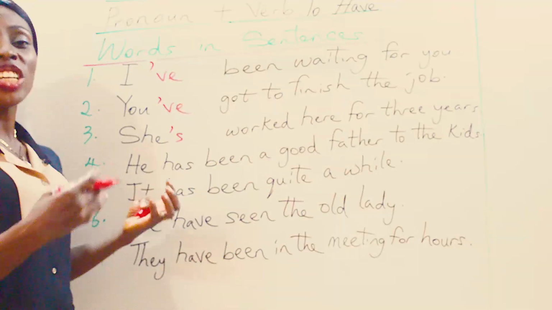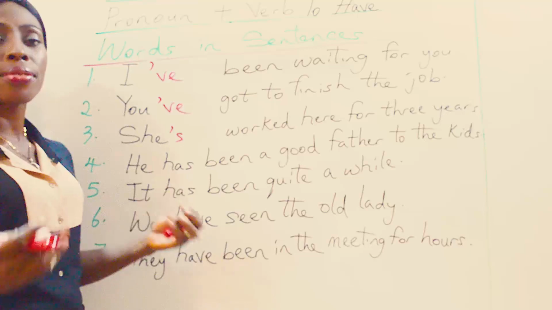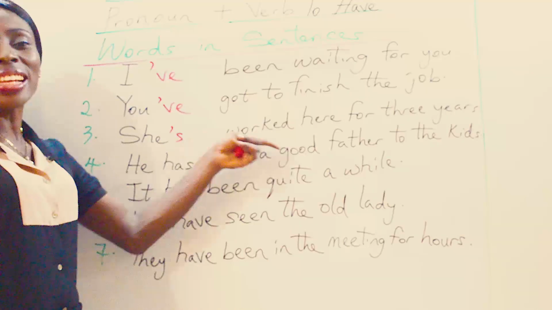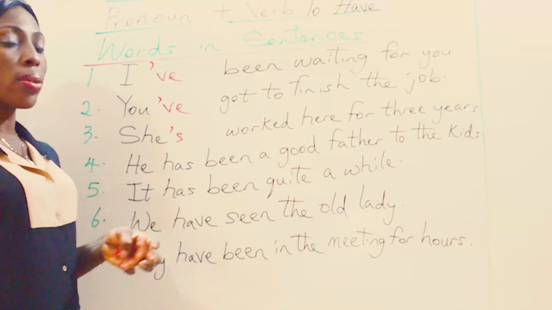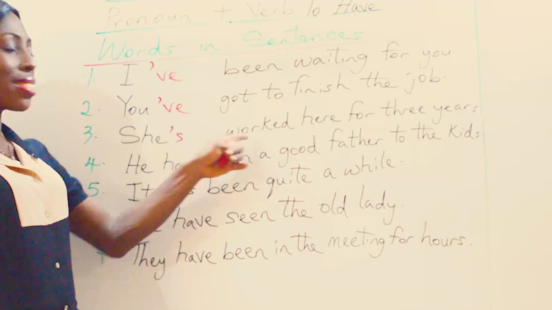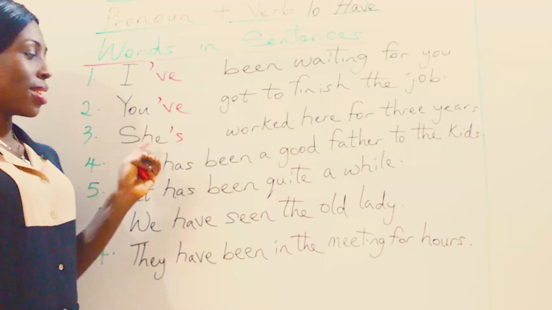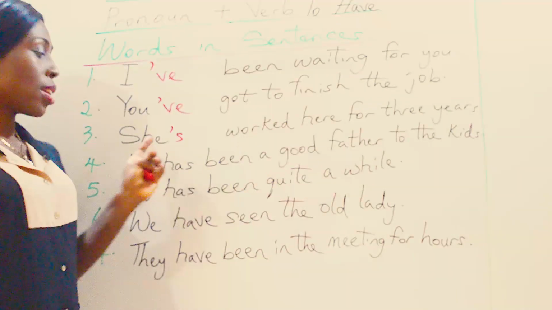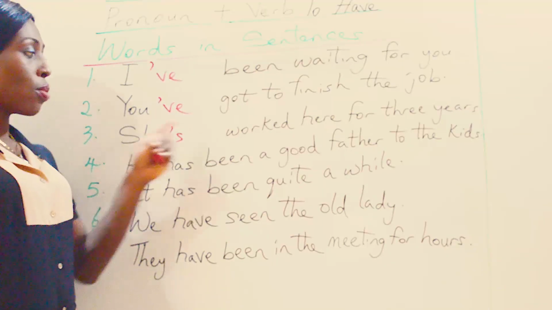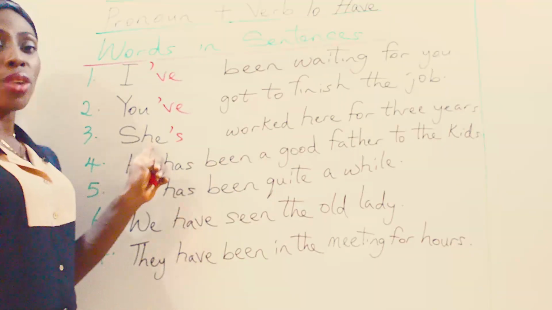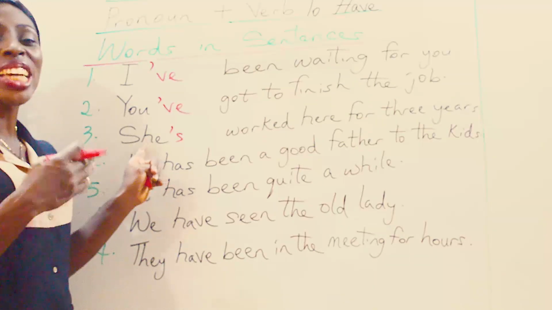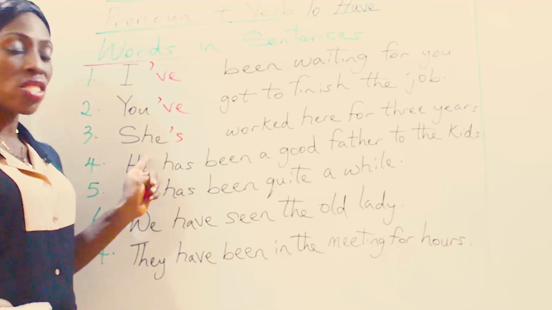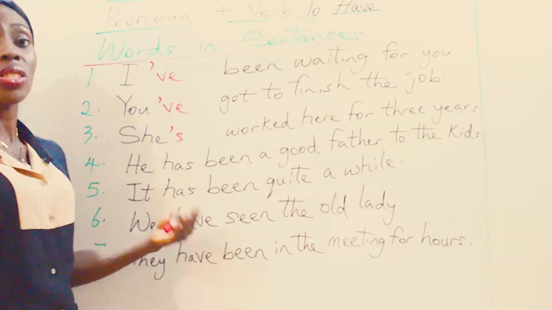And like I said, she is and she has have the same contracted form, she's. The only way you would know is in the sentence in which it is being used. You wouldn't say "She is worked here for 3 years." It's wrong. But when you say "She has worked here for 3 years," it's right. So from the sentence you find that this contracted form she's is for she has and not she is. So "She has worked here for 3 years" changes to "She's worked here for 3 years."